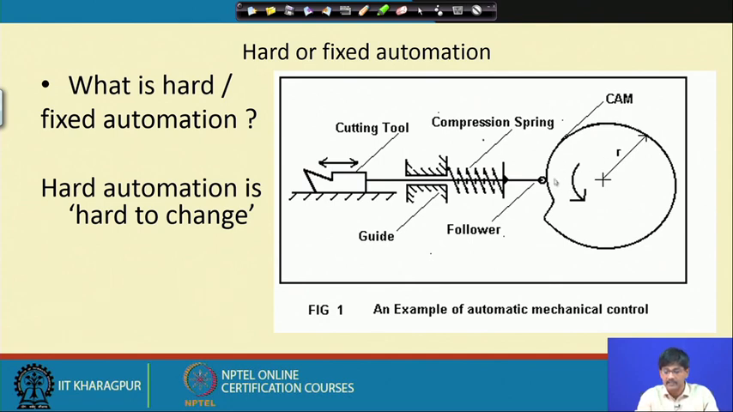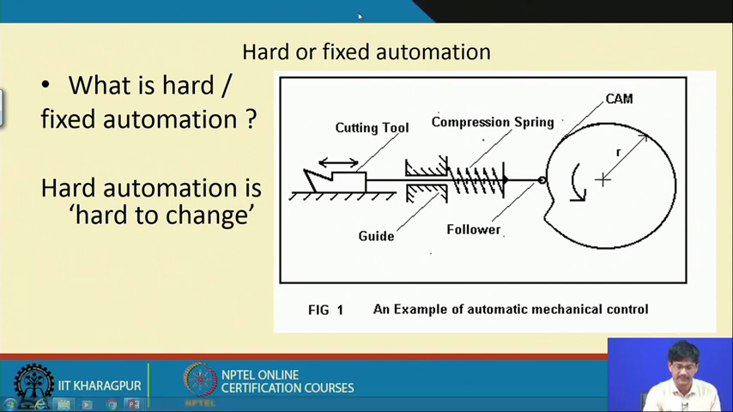The cam is rotating. It has a non-circular profile, so that this changing radius all around will be applying a push on this follower, and this follower is going to push this cutting tool. The cutting tool is going to have a straight line linear motion, which is going to be dependent upon the rate of change of radius with angle. If this is an Archimedean spiral, the cutting tool is going to have constant velocity forward motion if this is given uniform circular motion.